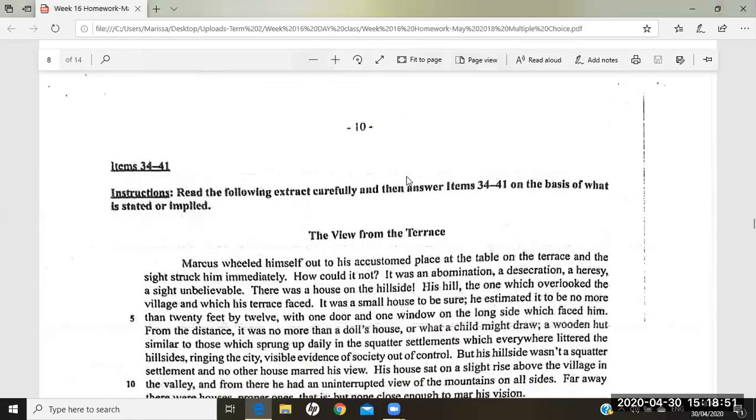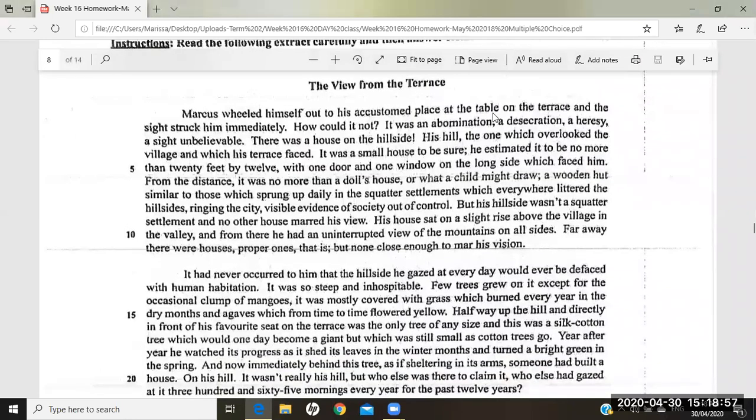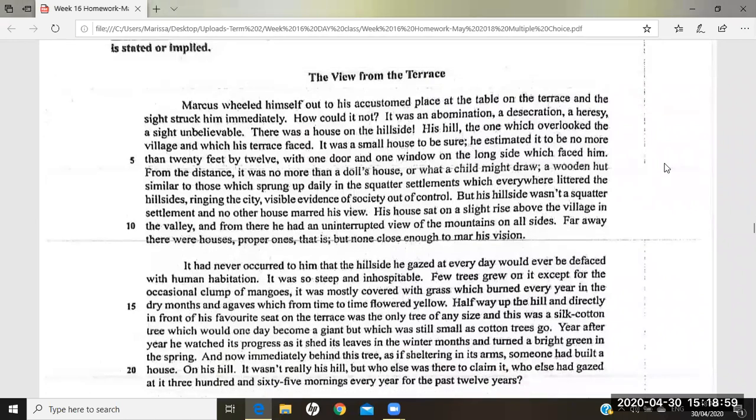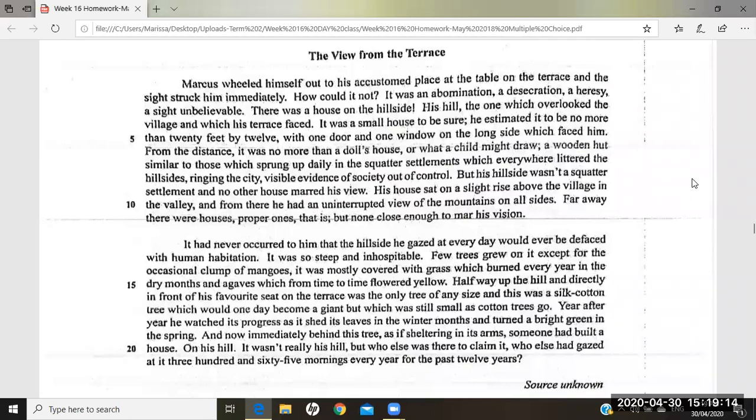The next comprehension is entitled The View from the Terrace. So this is a short and simple comprehension. Let me just read this quickly for us to grasp what this passage was about. Please follow on your screens. It's a short passage, so let's hear what this person has to say.